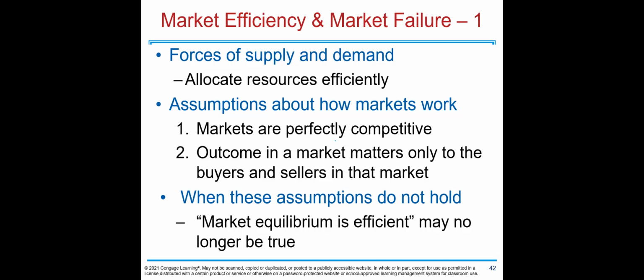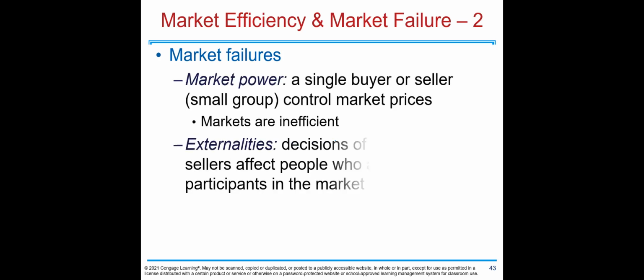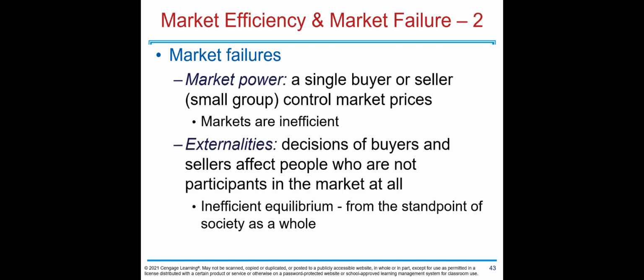Assumptions about how markets work. First, markets are perfectly competitive. Second, the outcome in a market matters only to the buyers and sellers in that market. When these assumptions do not hold, the claim that market equilibrium is efficient may no longer be true. So we will talk about market failures in the following weeks.